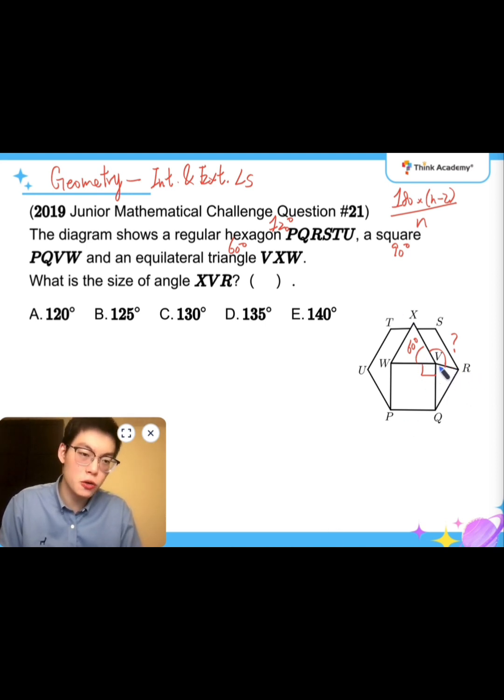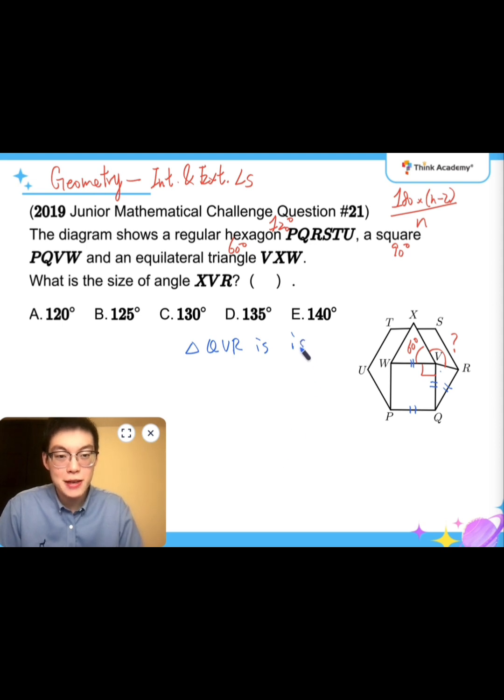We can see that we're joining V and R there. Well, definitely, because we need to find the angle XVR, right? But apart from the angles, what other properties do regular polygons have? They also have the same side lengths, right? So you can see that each equilateral triangle has the same side length as the square, and that's the same length as the hexagon, right? So it means that the triangle QVR is isosceles.